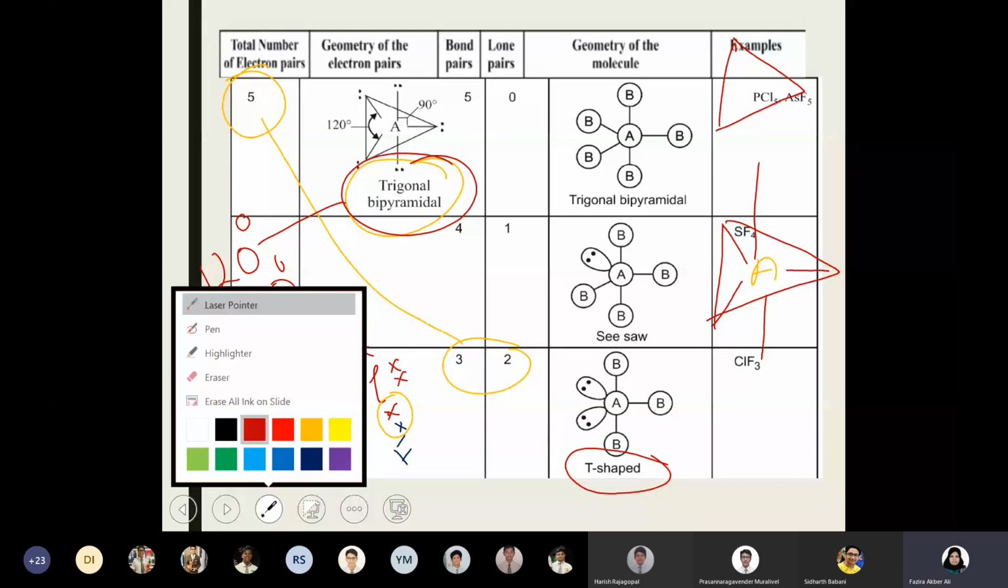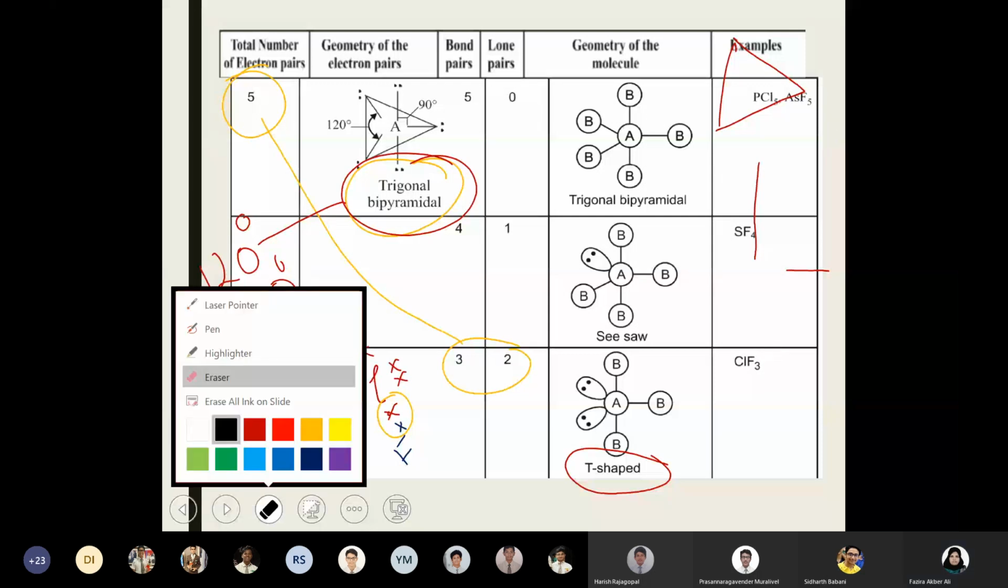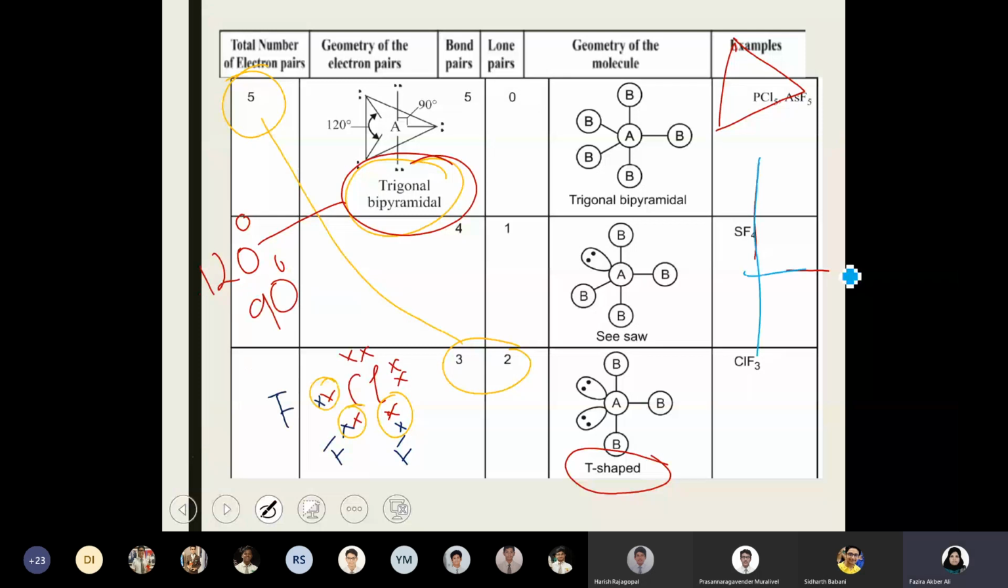So if you remove the 2 lines in the trigonal planar, what is the shape now? It is like a T, right? Yes, ma'am, because it's just like a T written in this way. Centrally, your chlorine atom will be over here and you have fluorine, fluorine, and fluorine.